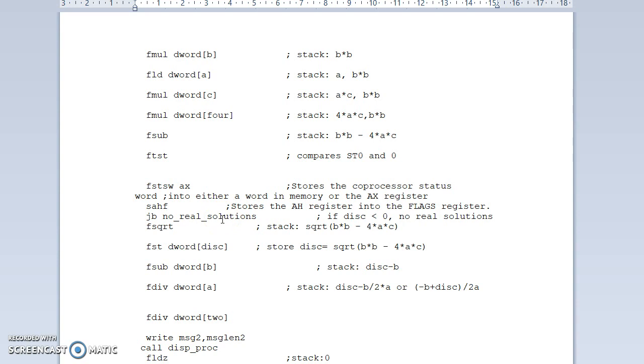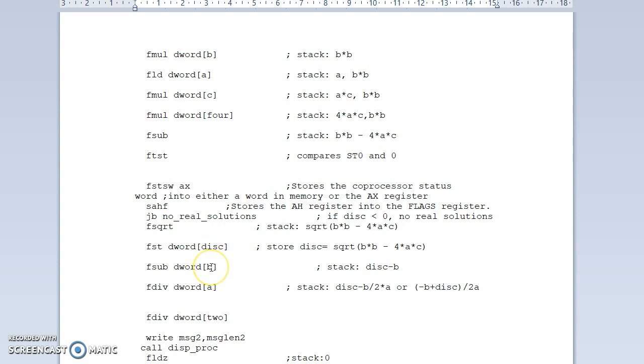But if b square minus 4ac is greater than 0, you will have the square root of that. FSQRT finds the square root of the top of the stack. So the square root of b square minus 4ac will be found. FST stores the top of the stack into the operand that is given with the instruction. So the top of the stack, that is the square root of b square minus 4ac, will be stored in the disc variable. So in this variable the top of the stack will be copied.